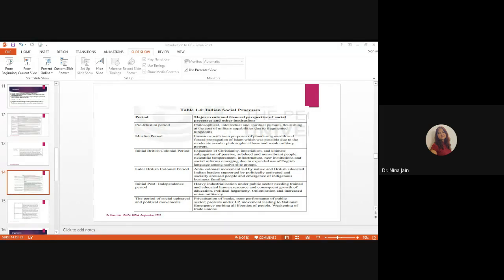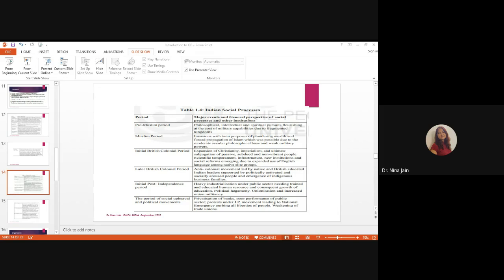In the later British colonial period, there was an anti-colonial movement led by native and British-educated Indian leaders, supported by politically active and socially aroused people, and the emergence of indigenous business families. In that time it was mostly the British who made colonies, and Indian leaders were supported by politically active people. Generally, social process was changing from a very town and village concept to new things coming into society.